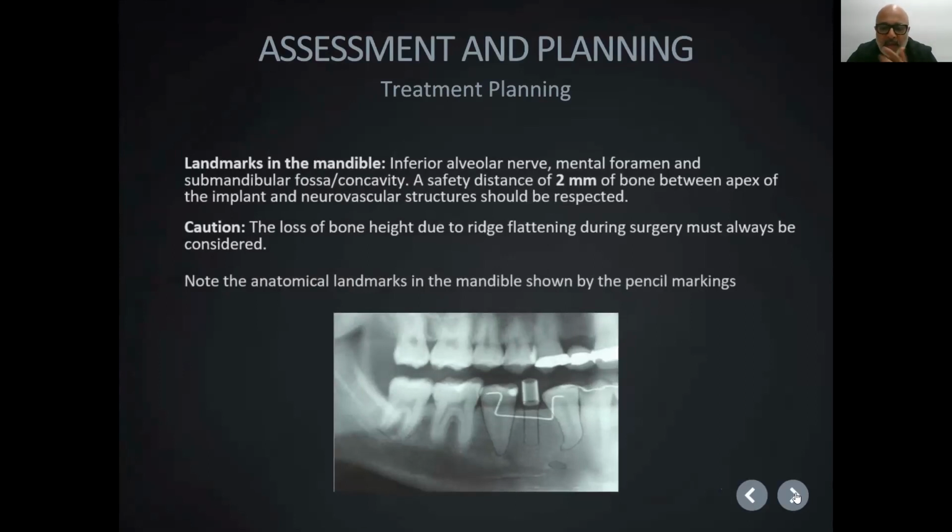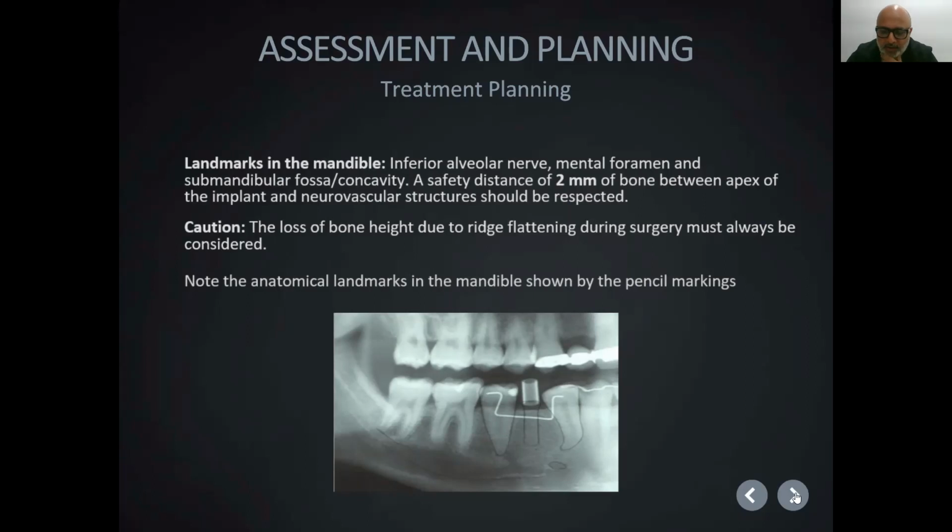In complex cases, if I'm getting towards 2 millimeters, I tend to use a piezo at a particular frequency setting to create the end of my osteotomy towards the nerve. If I'm getting close, it will pretty much tell me or stop straight away. You've also got to consider the loss of bone height due to ridge flattening during surgery. And you can see they've marked them here in pencil.